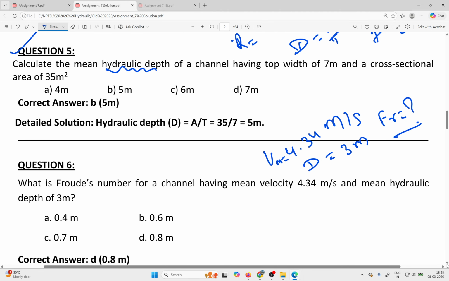Yes, option D is correct. How? Your Fr is nothing but V divided by root of g into D, so 4.34 divided by root of 9.81 into 3. After the calculation you will get 0.8.